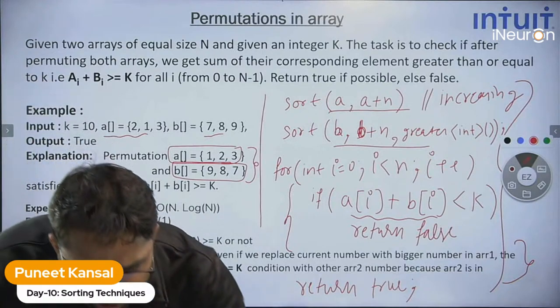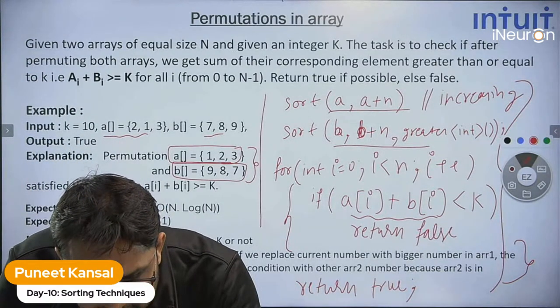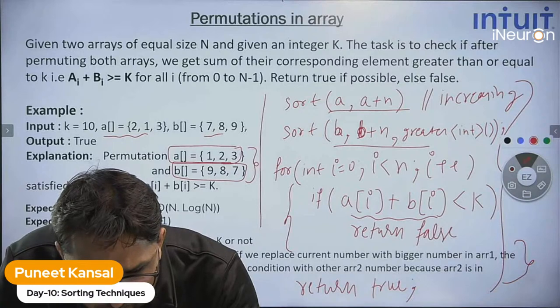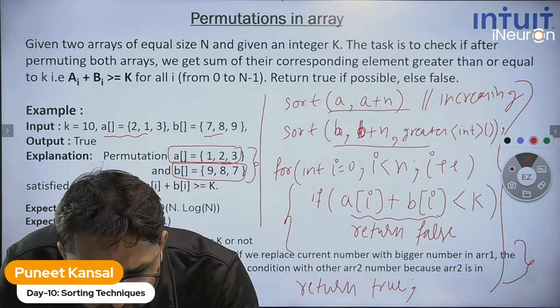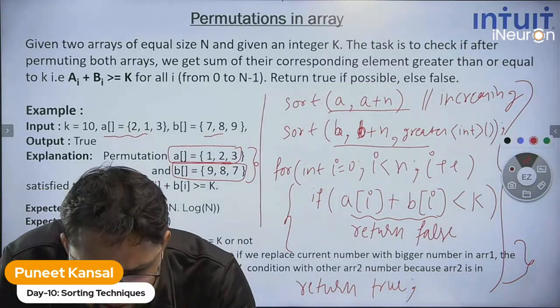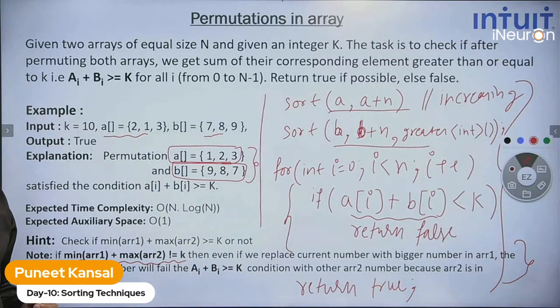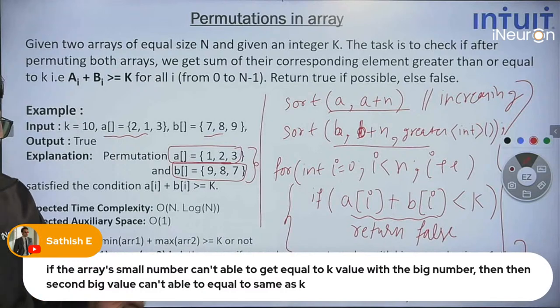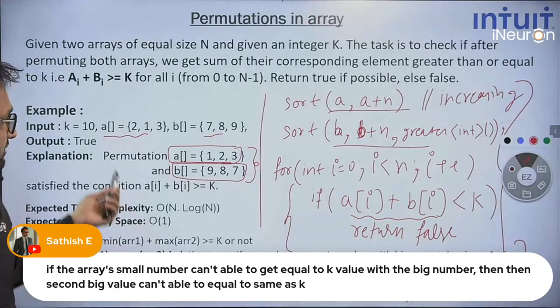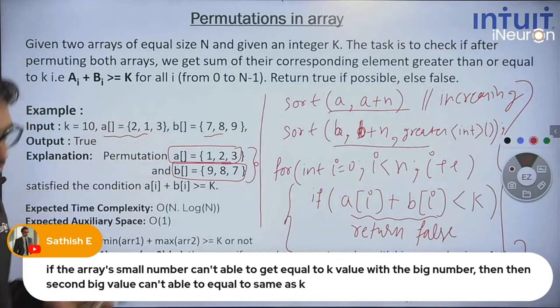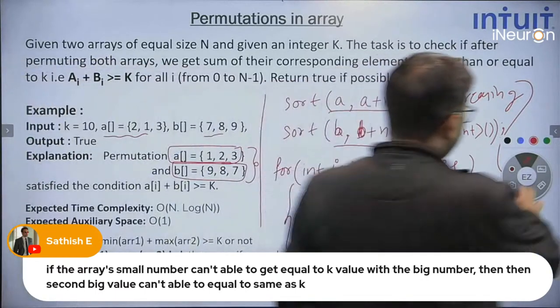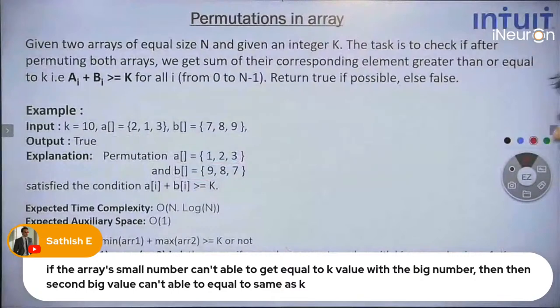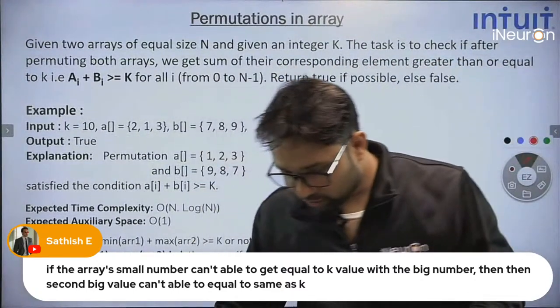Okay, there is one question from Satish. If the smaller number in the array cannot equal the k value, then the big value with the big value, then the second big value cannot be equal either. Yes, Satish is giving the logic. Yes, Satish, that is the main idea behind this problem. So okay, let me code it. If you are still not able to understand, let's try to understand with the help of code.